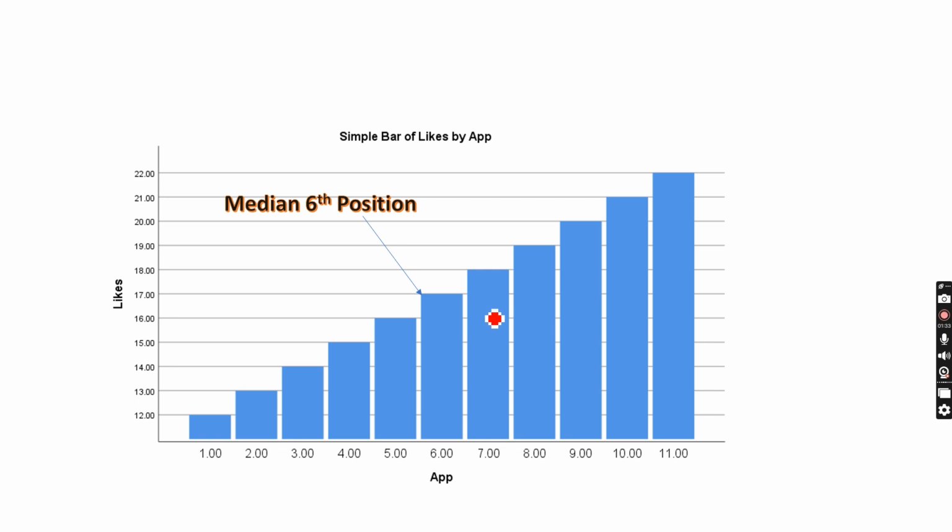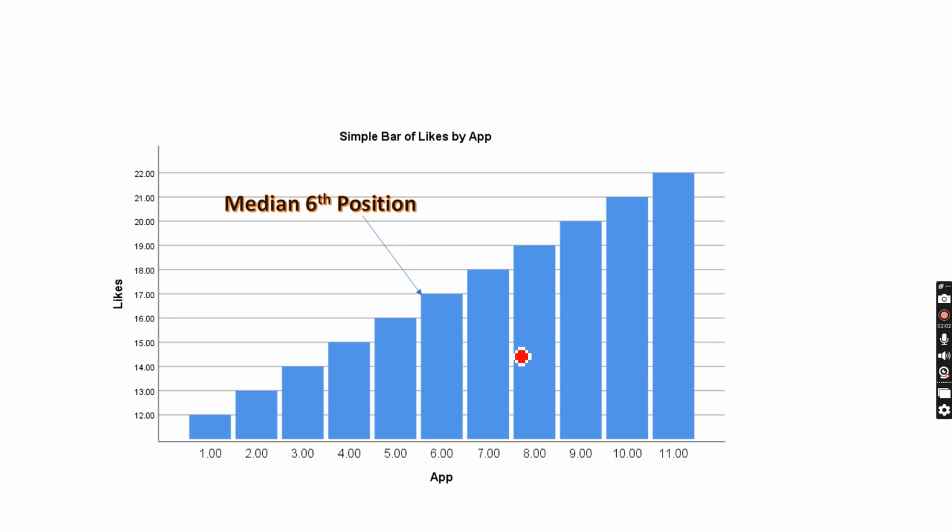I have plotted the number of likes that app 1, 2. So I'm comparing 11 apps and the number of likes that each app has received. As I told you, we need to arrange the data set from ascending to descending. So app 1 got 12 likes, whereas app 11 got 22 likes.